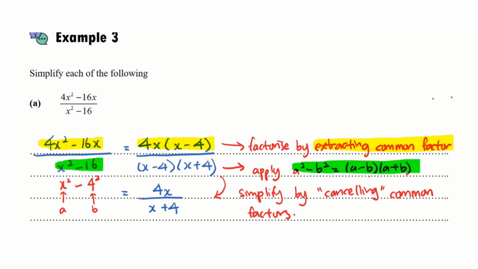So now that we have done the factorization in the numerator and the denominator, we notice that the common thing that we have in the numerator and denominator is x minus 4 itself. Hence, we will then cancel away x minus 4 and get the answer 4x over x plus 4.